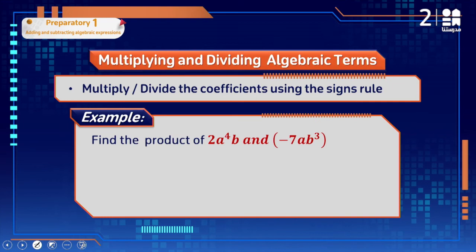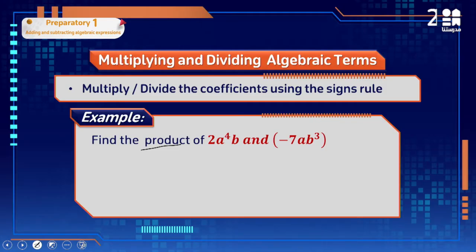So for example, find the product of 2a to the power of 4 b and negative 7ab to the power of 3. Product means what? When I ask you to find the product, that means you have to multiply them. Let me revise. Product means multiply, sum means add, difference means subtract, and quotient means divide. So we are going to multiply them.